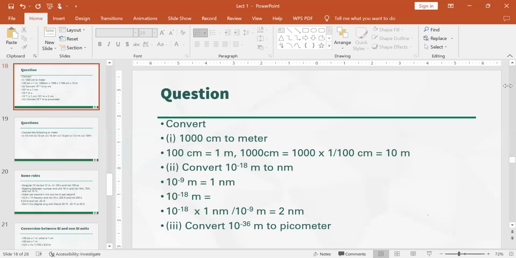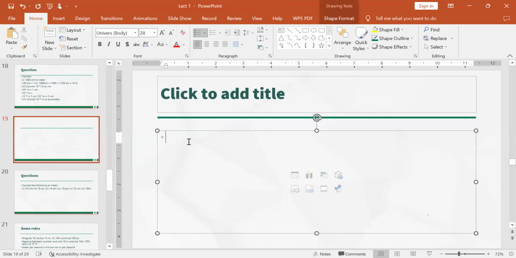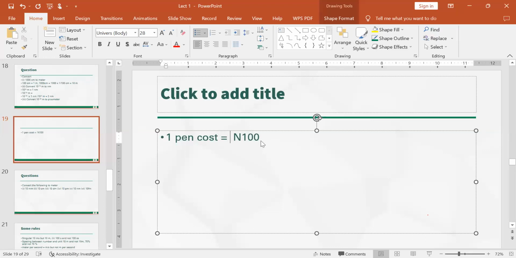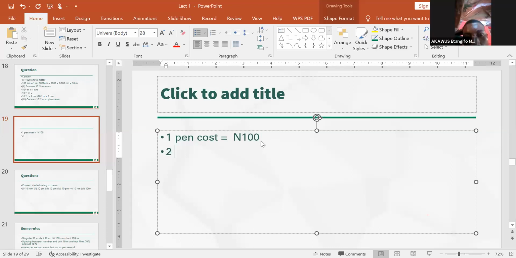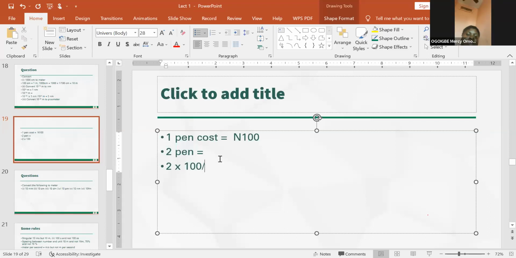Now let's take it this way, a simple calculation. 1 pen costs, let's say, 100 naira. The cost of 1 pen is equal to 100 naira, right? Then what will 2 pens be equal to? The answer is simply 2 times 100, divided by 1.